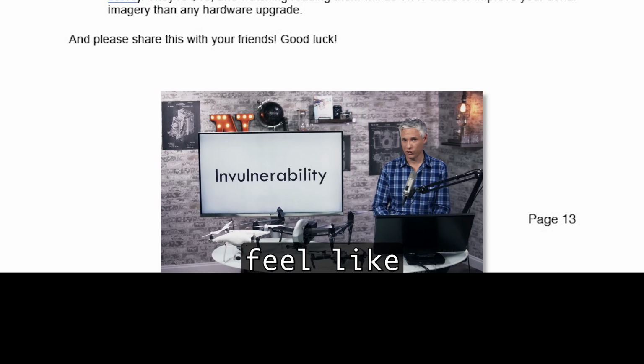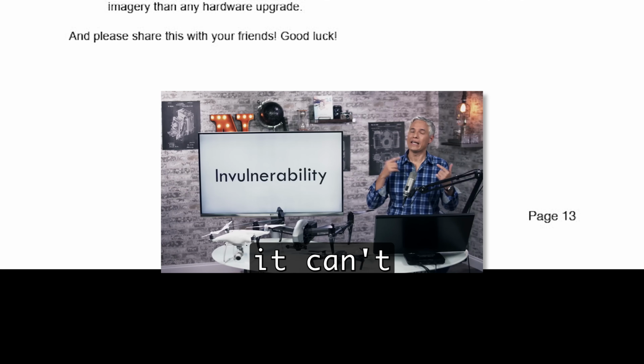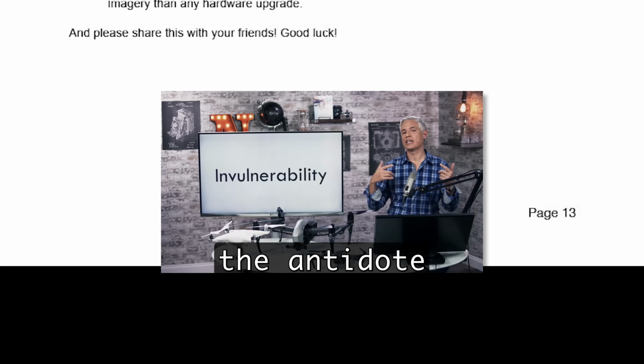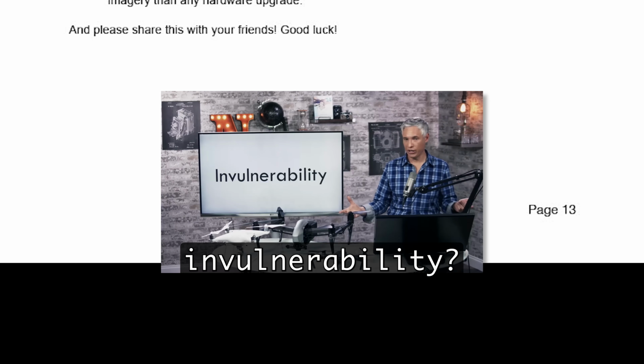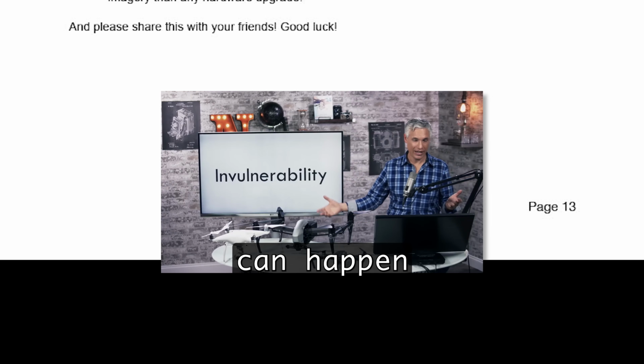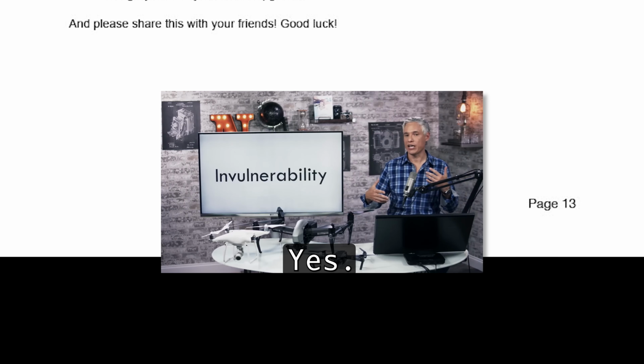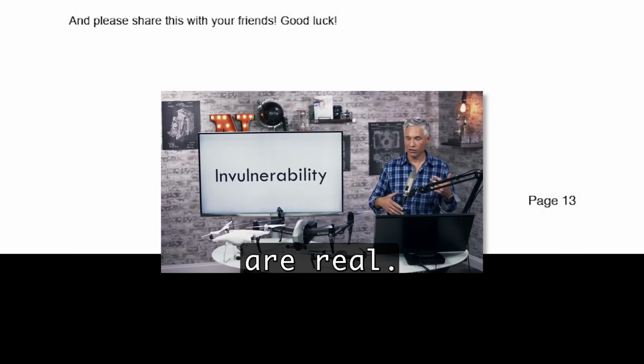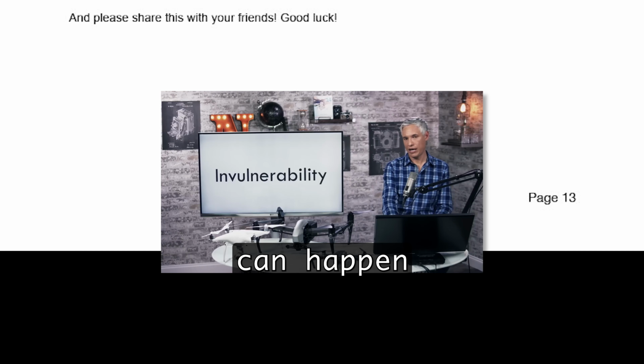Some people feel like they're invulnerable. They say, it can't happen to me. So the antidote to invulnerability is, it can happen to me. Just like acknowledging, yes, these risk factors are real. I'm not perfect. Bad things can happen to me.